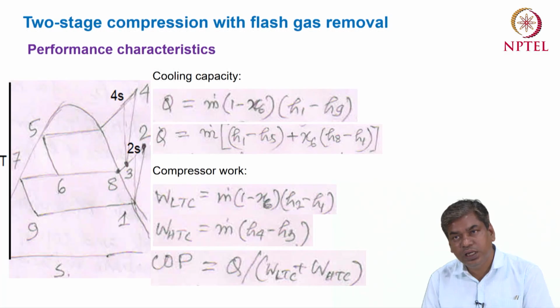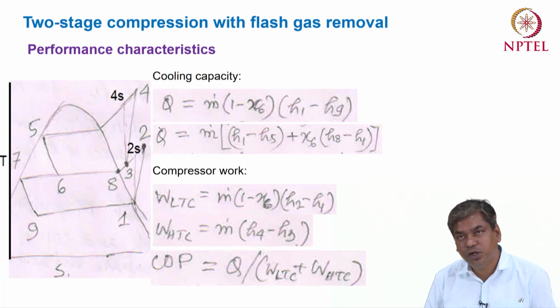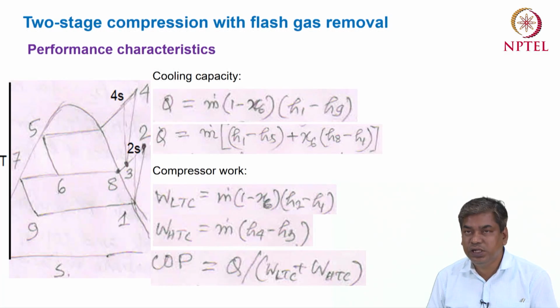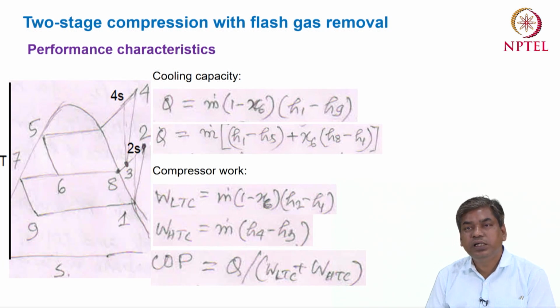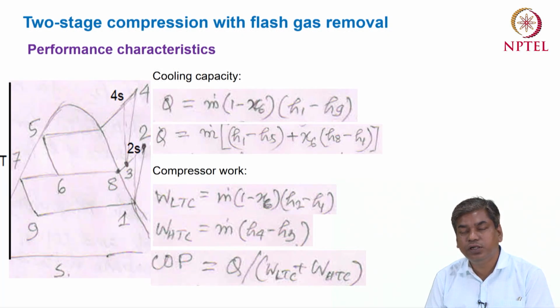If you see the COP, what we have discussed is that the cooling capacity will increase by using the flash gas removal, and the compressor work will decrease by using the two-stage compression with flash gas removal. So as a result, the COP, which is equal to the ratio of cooling capacity to the total compressor work, will improve with two-stage compression with flash gas removal.